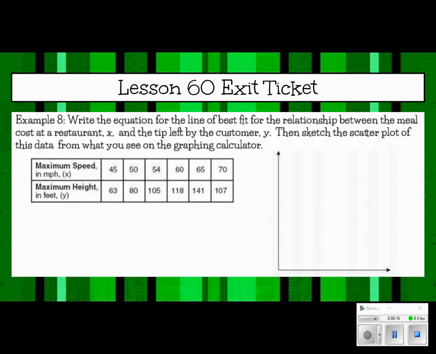So that's it. We're going to have a quiz on this on Friday, so make sure you are getting ready for that quiz, practicing in your calculator and writing your regression equations.